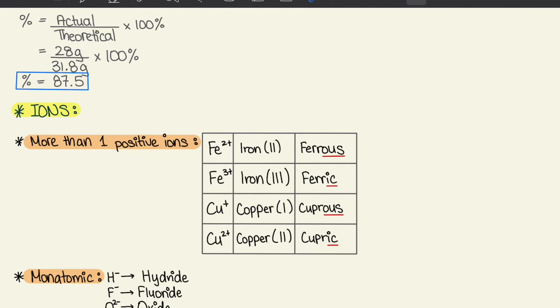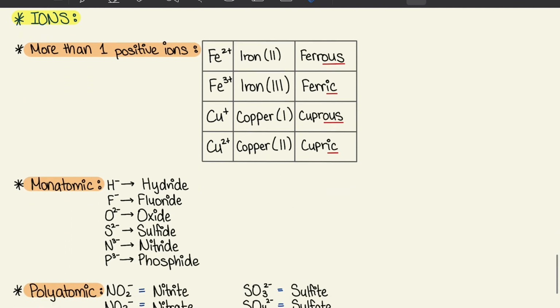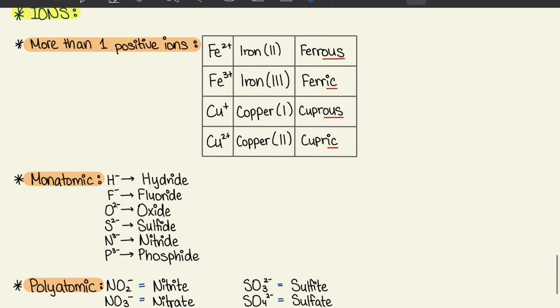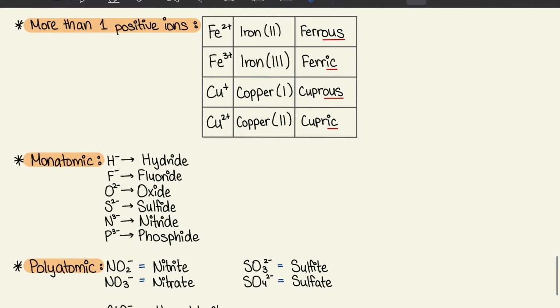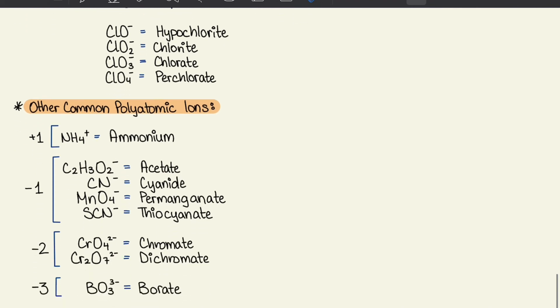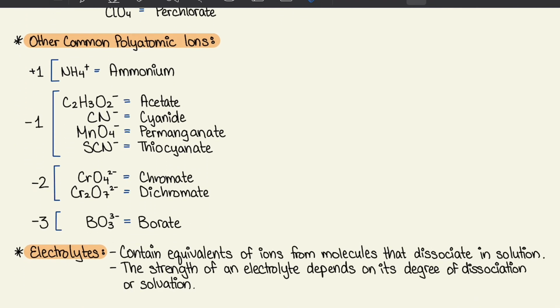Moving on to 4.6, we deal with ions. We have more than one positive ion for some elements, where we have Fe2+, Fe3+, Cu+, and Cu2+. And then we have monatomic ions, polyatomic ions, and other polyatomic ions. Just make sure that you are familiar. This is super important. It does come up on the MCAT. You need to be able to differentiate Fe3+ from Fe2+ with the names and symbols and whatnot.